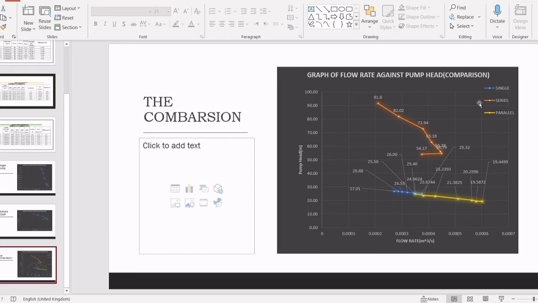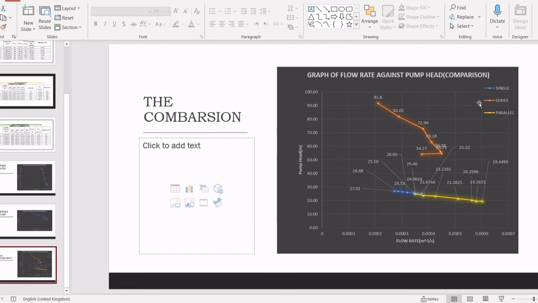Okay, so the graph compares the pump output curves of three different pump configurations, which we have mentioned before: single, series, and parallel. All three configurations have a relationship pattern between flow rate and pump head. The series pump shows the highest pump head compared to the others, while the single pump shows the lowest pump head, since the pump head is obtained by increasing the single head at the same flow rate. The head in the series pump configuration is greater.